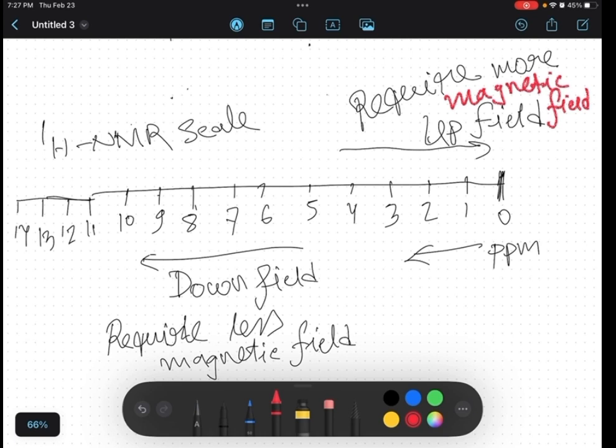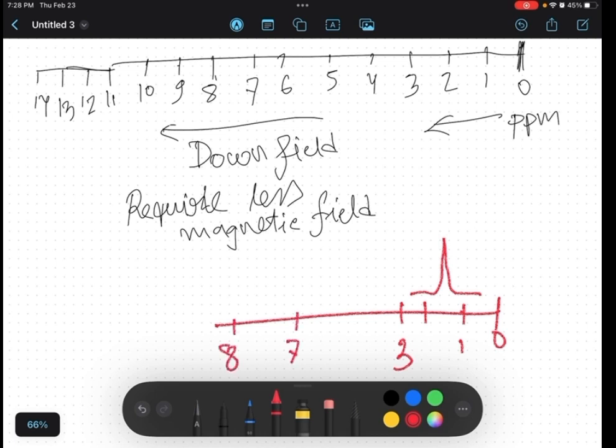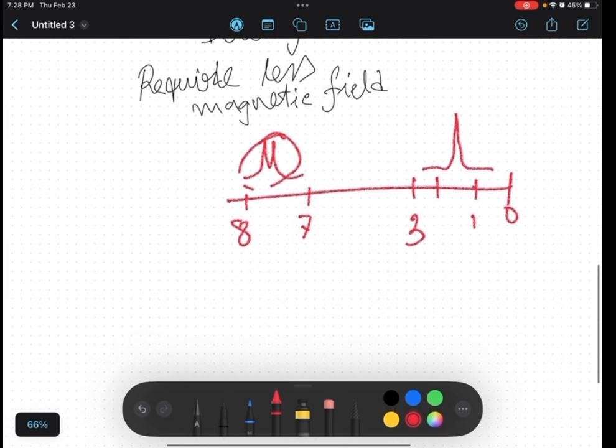If any proton shows around 1 to 3, suppose you have a signal here, we can say this proton requires more magnetic field. But if you see any proton downfield, where the value is higher, we can say it requires less magnetic field. So what is the reason?